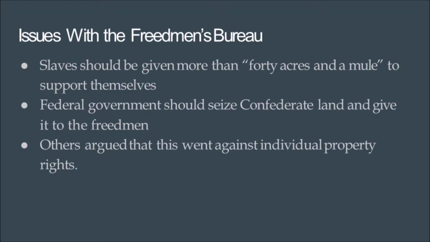The response to the Freedmen's Bureau is Southern Confederates are going to form an organization of their own. The Knights of the Ku Klux Klan. Okay? This is all going to come out of this. So, what are the issues? Slaves need land to support themselves. Where is this land going to come from?